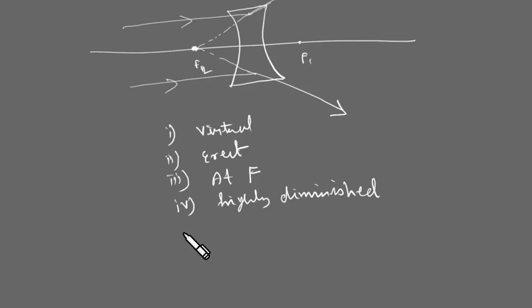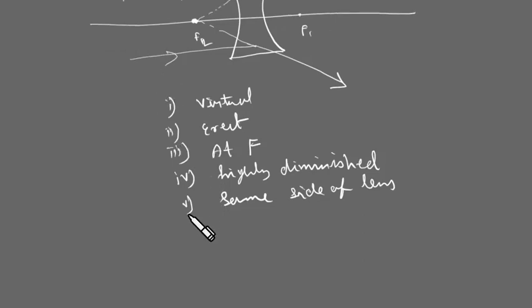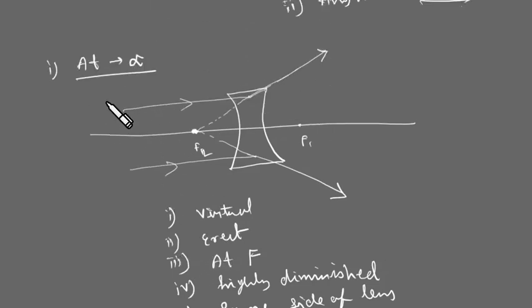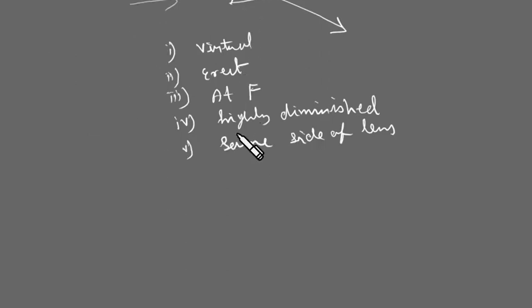Alright, and then fifth, we can say it is on the same side of the lens as the object. Alright, so these are the five properties of the image formed by the object which is kept at an infinite distance from a concave lens.